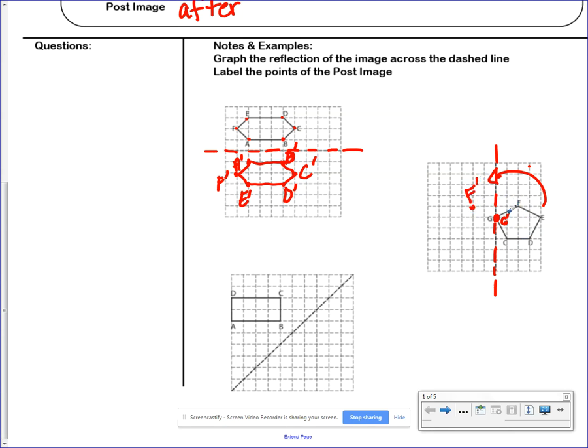F prime is 2 units away. E prime is the furthest away here. 1, 2, 3, 4. Come down here.